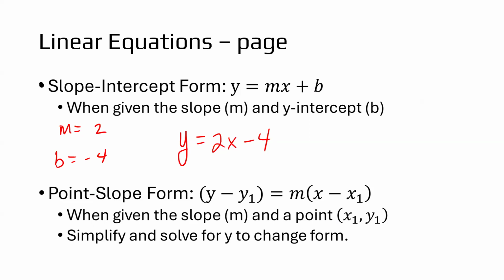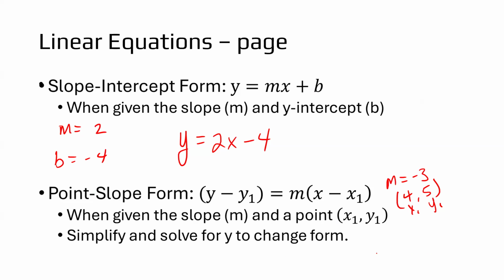Point-slope means that I've given you a point and I've given you your slope. So here, our slope equals, let's say, -3. And someone give me an x value. 4. Give me a y value. 5. Okay. So now I have these values. These represent your x1 and your y1.